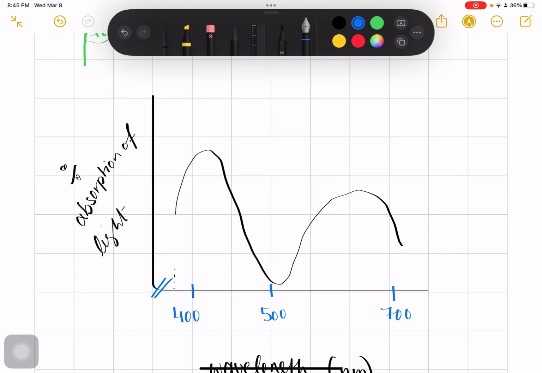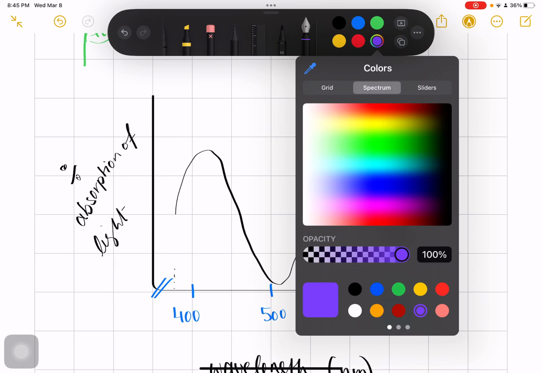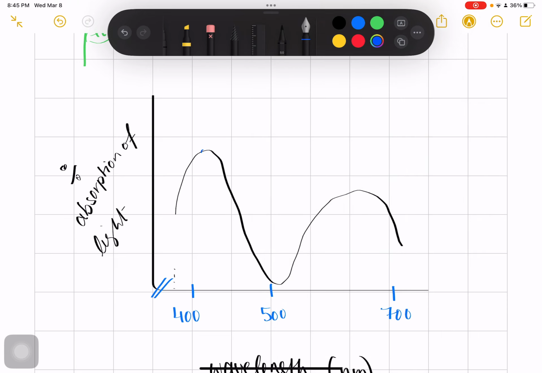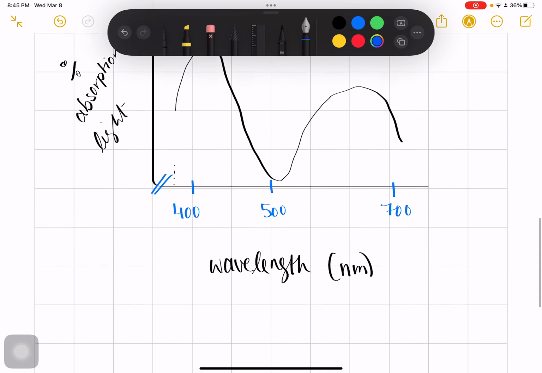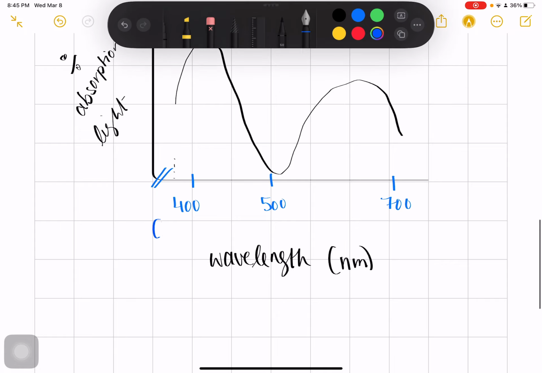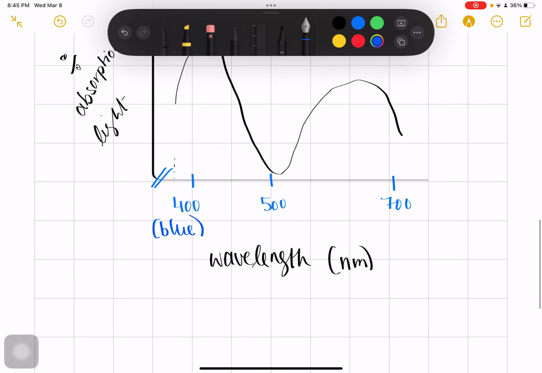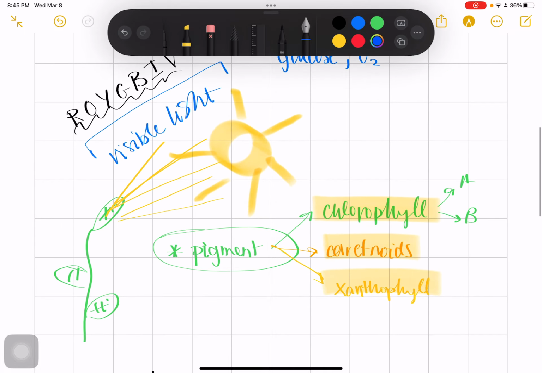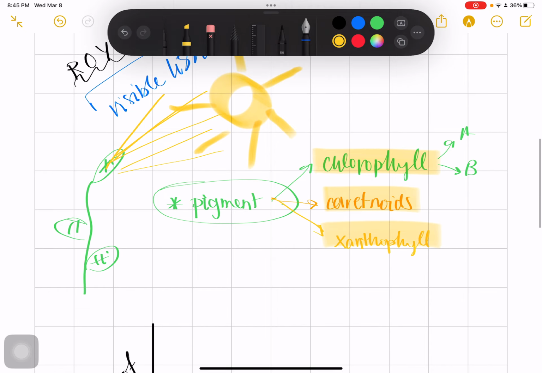So let's explain this graph a little bit. Why did we peak over here at around 400? It's because 400 nanometers is associated with the color blue, and the color blue doesn't get reflected by the green leaf. So let's take a little zoom in on this green leaf.